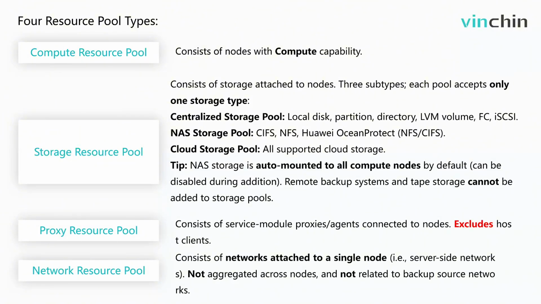And for the proxy resource pool, it consists of service module proxy agents connected to the nodes, excluding host clients. And for the last one, the network resource pool, it consists of networks attached to a single node, not aggregated across nodes and not related to backup source networks.